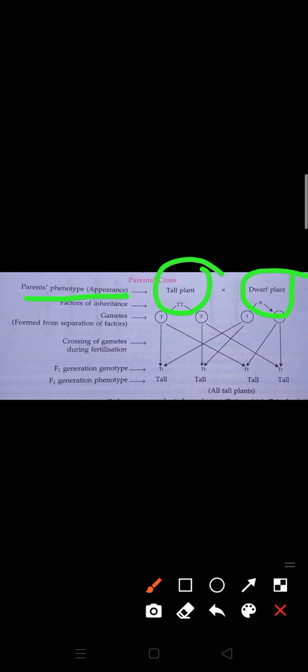Phenotype means characters that are visible to our eyes. Phenotypes like tall and dwarf. We can see with our own eyes which plant is tall and which plant is dwarf. So this is the parent generation.